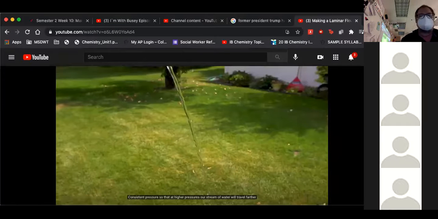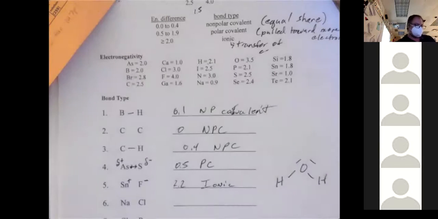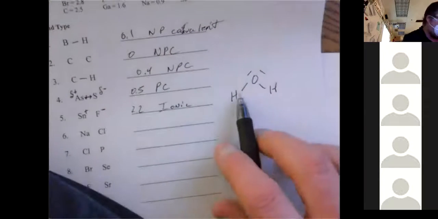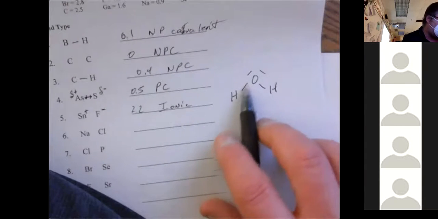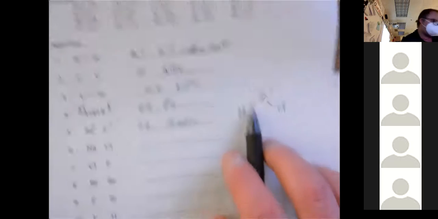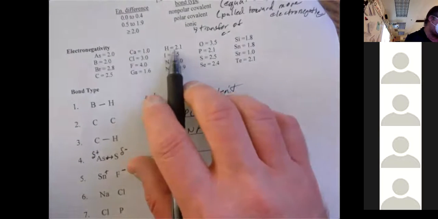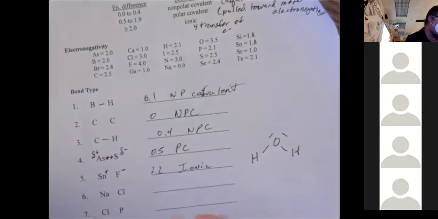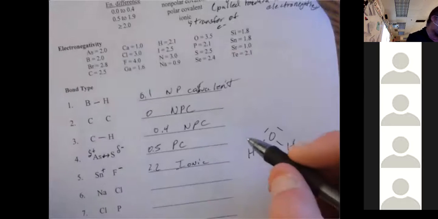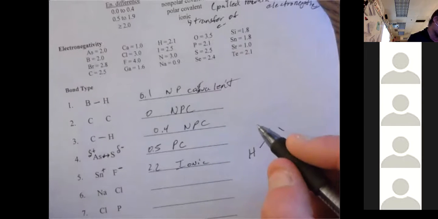Pretty cool. So let's look at what the actual structure of water has to do with making this look like this. Well, if we take a look, here is the Lewis structure for water, H2O. When we do these bonds, we have an H-O bond. If we take a look here, the electronegativity difference, 2.1 to 3.5, that is an electronegativity difference of 1.4, right?